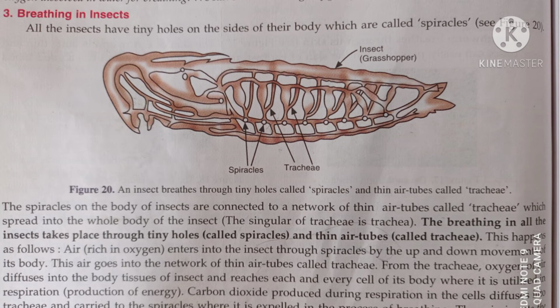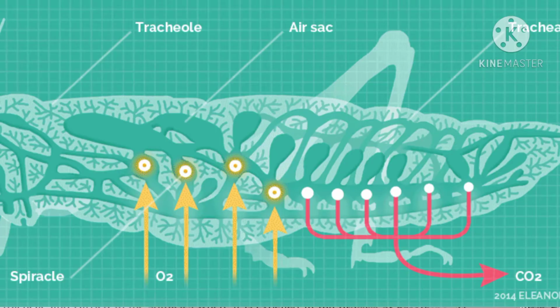frog, humans and earthworm. Dear students, air enters into the insect through spiracles by the up and down movements of its body. The upward movement of the body helps in inhalation and the downward movement of the body helps in exhalation. Please remember this. So, by the upward movement of the body, air rushes into the body of the insect through spiracles and goes into the network of thin air tubes called tracheae.